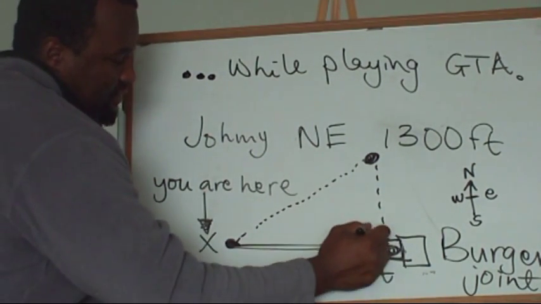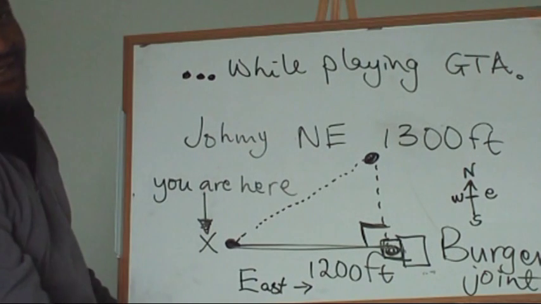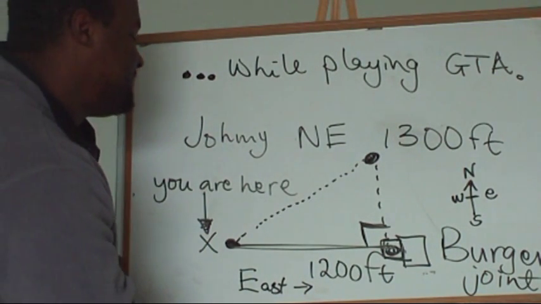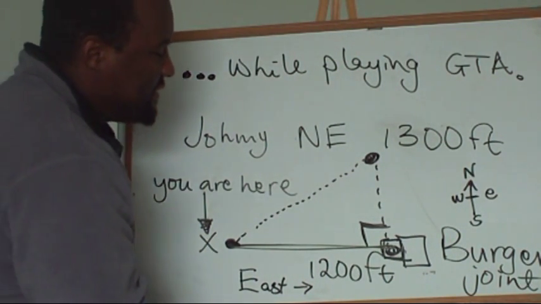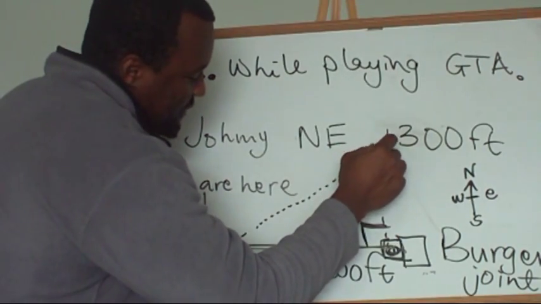Ooh, what do you know? Right angle triangle. Well, isn't that a coincidence? So the question says, how far is he from the burger joint?